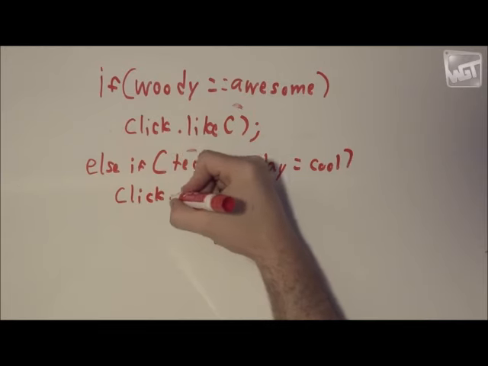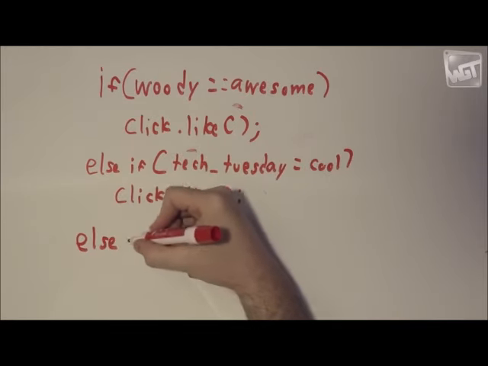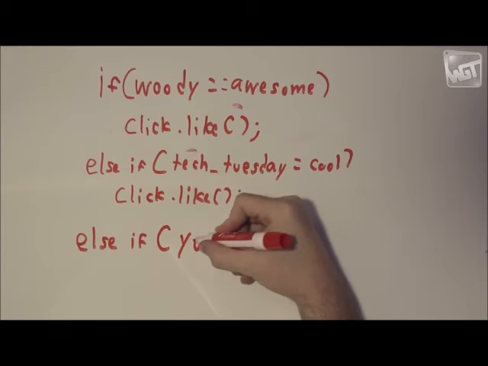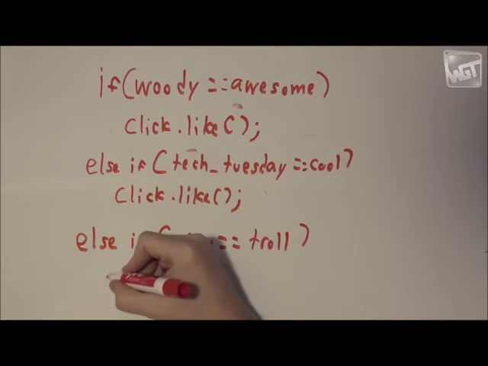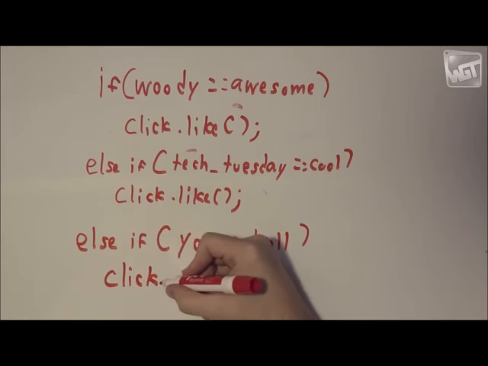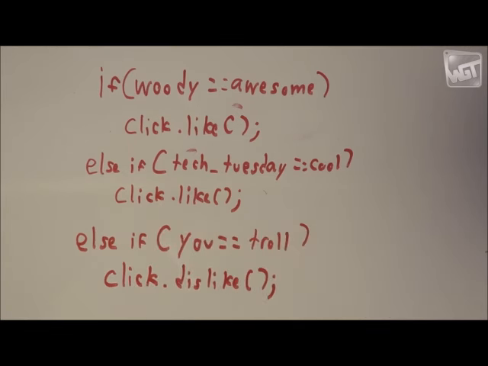So I'm writing some code here in front of you. If you're not used to reading code, it pretty much says, if Woody is awesome, click like. If Tech Tuesday is cool, then click like. If you are a troll, click dislike. There's a problem with this kind of code, and it's that you can't really just put it on 4 different processors and have it run. I wrote it like this for a reason.